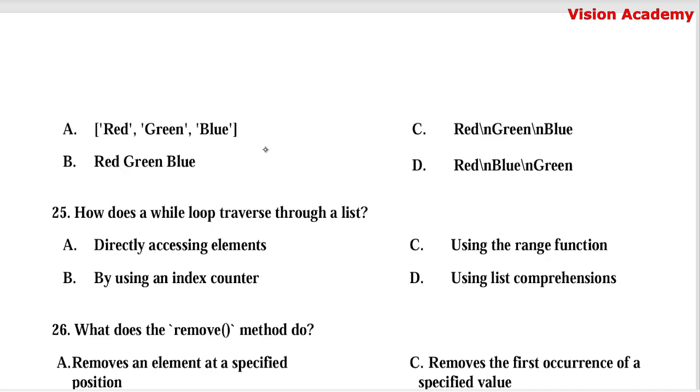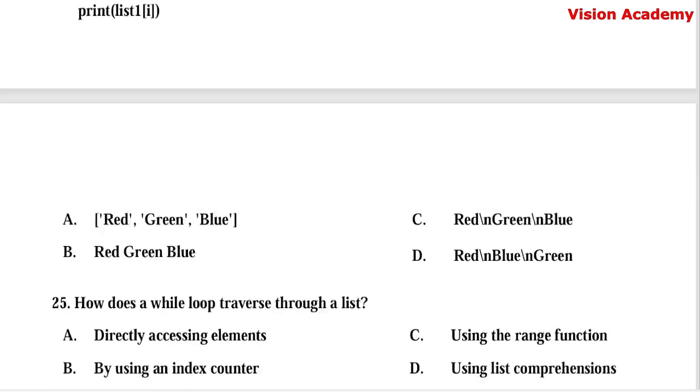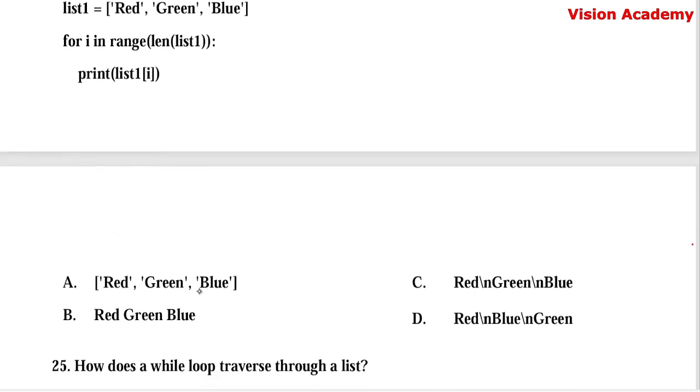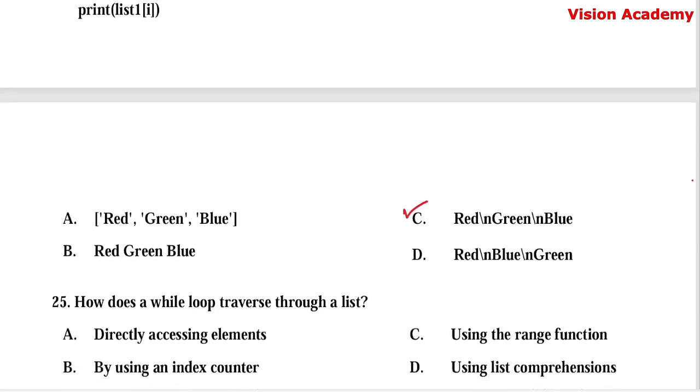A: red, green, blue. B: red, green, blue. C: red \n green \n blue. D: red \n blue \n green. Here you can observe, till the length of list1 it is going to iterate using this for loop and it is going to print all of the elements present in the given list. Hence option C is the right answer.